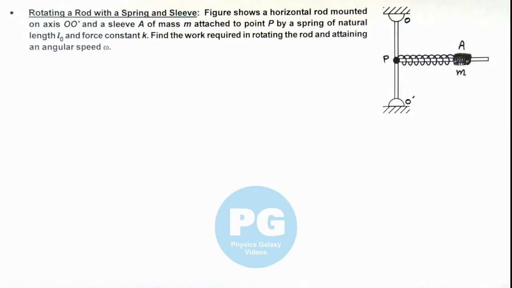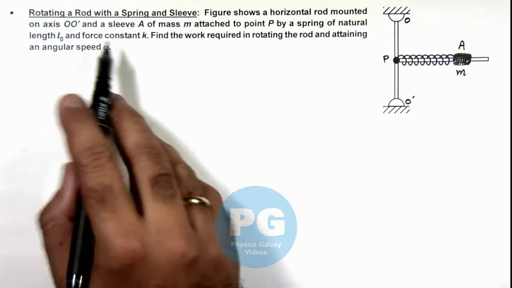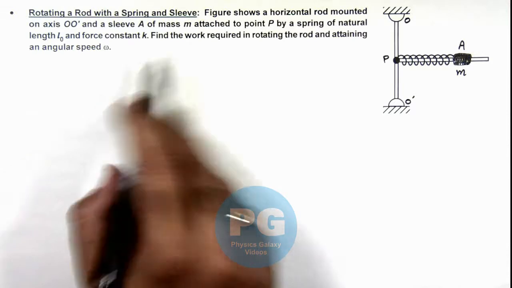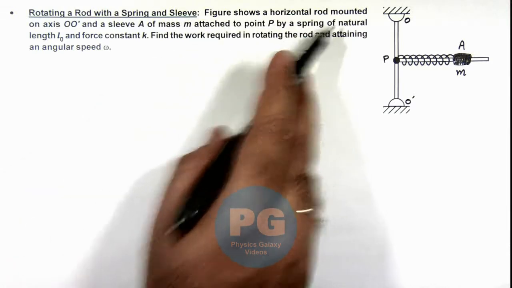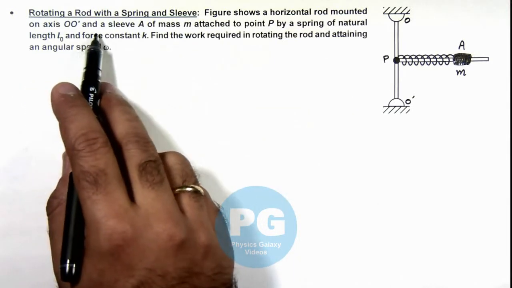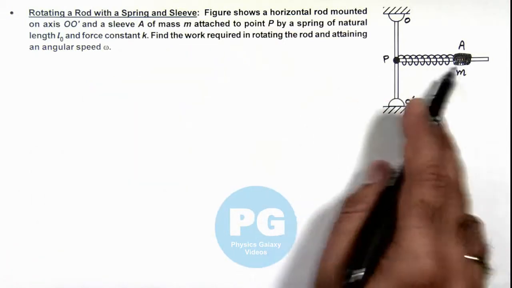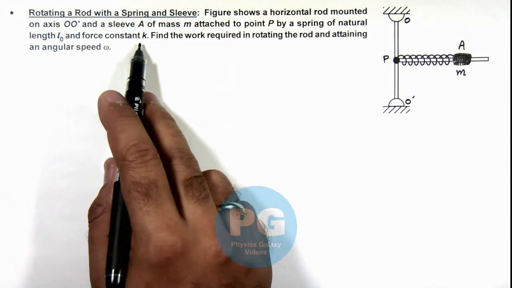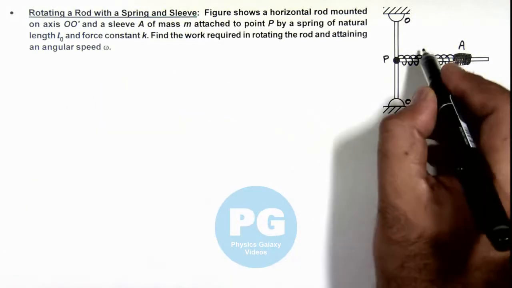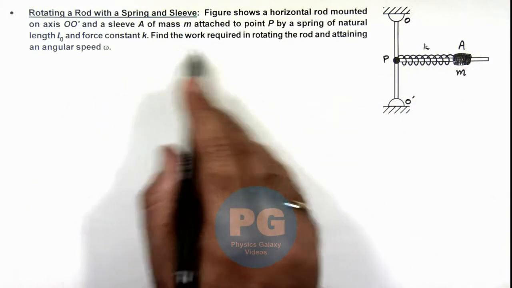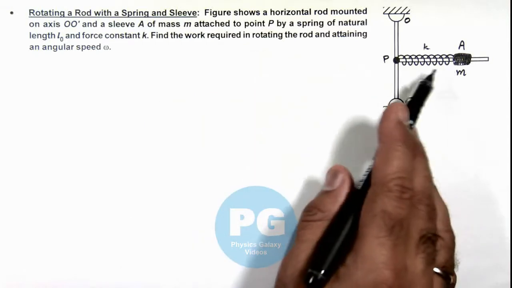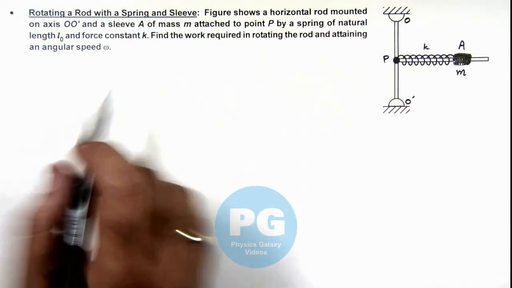In this illustration, we'll see a rotating rod with a spring and a sleeve. Here the figure shows a horizontal rod mounted on axis OO' and a sleeve A of mass M attached to point P by a spring of natural length L0 and force constant K. Here we are required to find the work required in rotating the rod and attaining an angular speed omega.